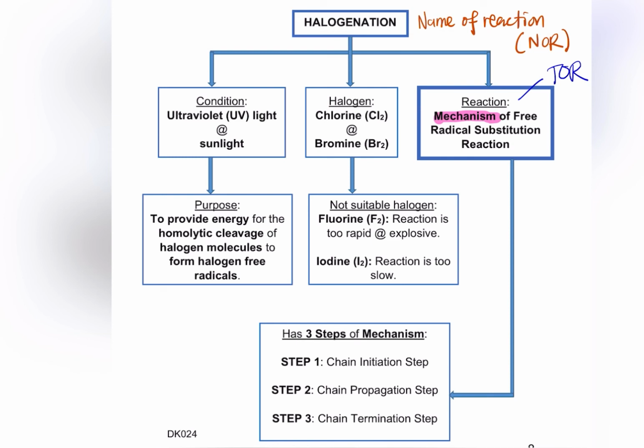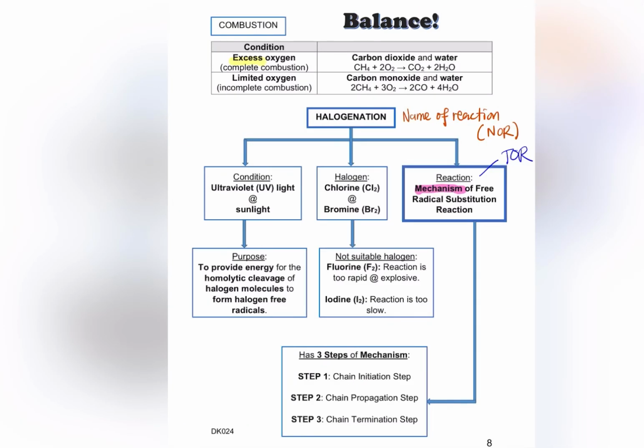There are three steps of the mechanism for free radical substitution. Step 1 is the chain initiation step, step 2 is the chain propagation step, and step 3 is the chain termination step. You are going to learn how to draw or illustrate this mechanism in the next video. So that's all for this video. I hope you understand the chemical reactions that can happen for alkanes, where there are two of them. The first one is combustion and the second one is halogenation.